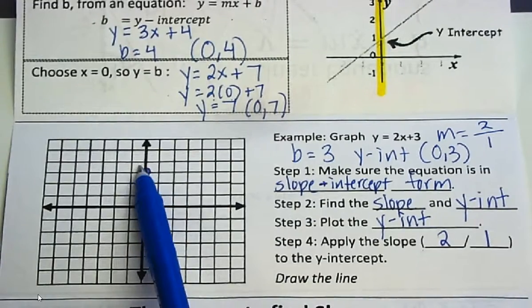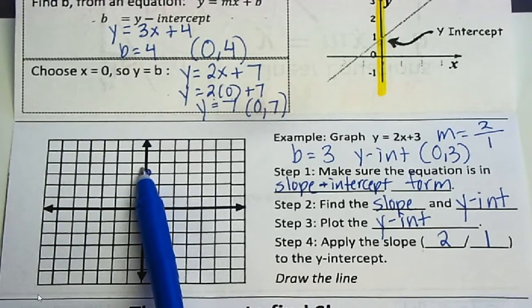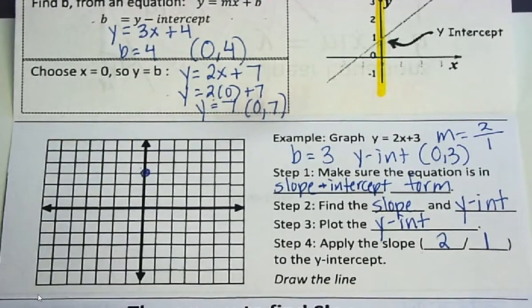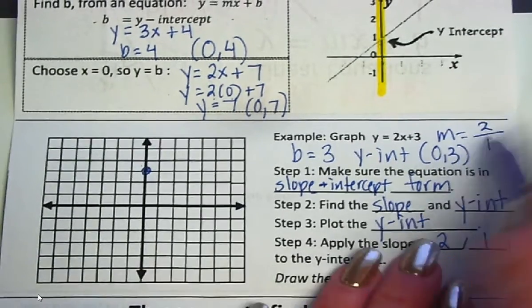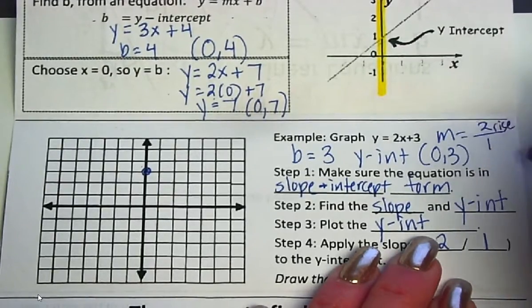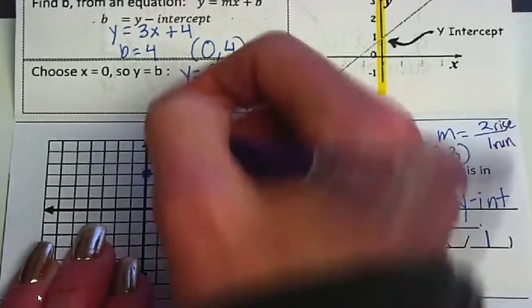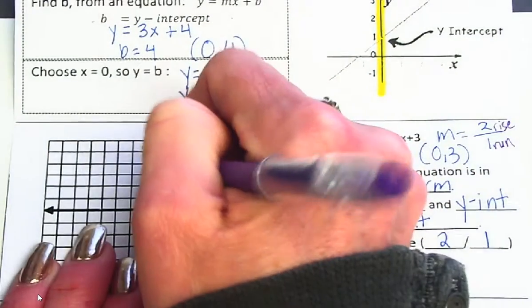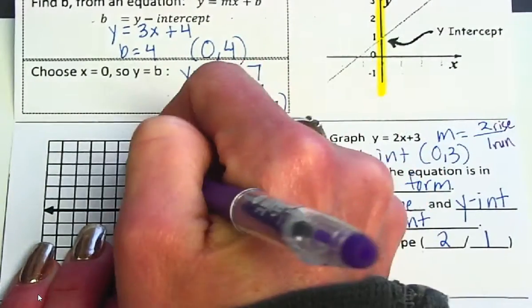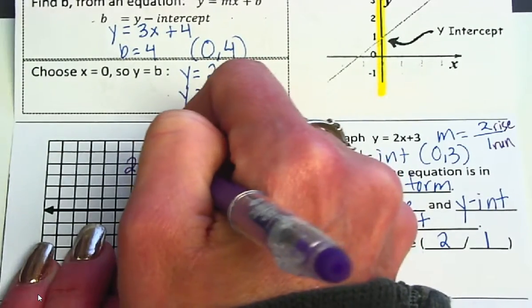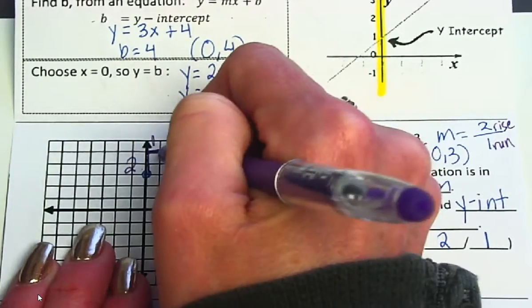And then I'm going to go ahead and apply my slope. To get my next point, before you took 2 points and you found the slope, now I'm going to make another point because I know the slope. So I'm going to go up 2 and over 1. I'm going to take my slope, my 2 is my rise, my 1 is my run. So I'm going to go up 2, that's my rise, and I'm going to go over 1. That's my run. And then I'm going to make my point.